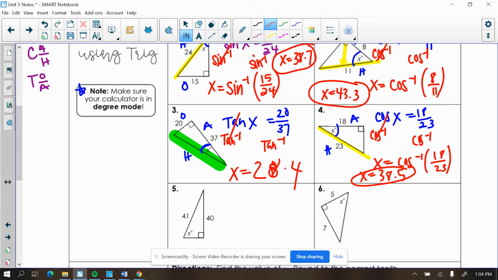Okay, you can take some time, set up 5 and 6, try those on your own, and then we will review them in class.